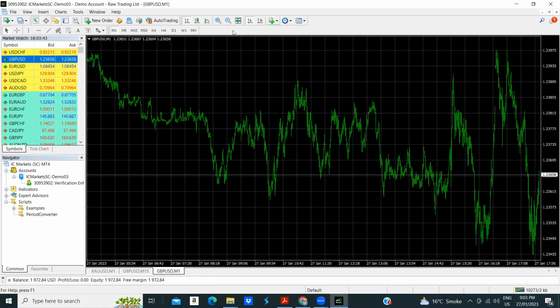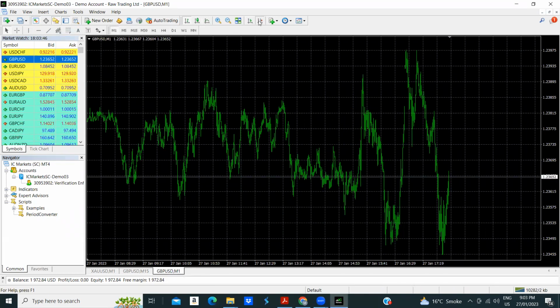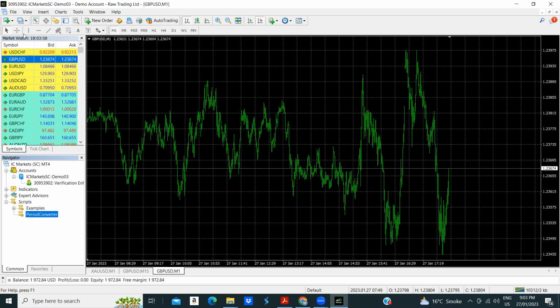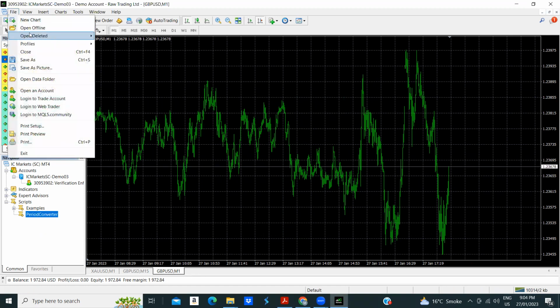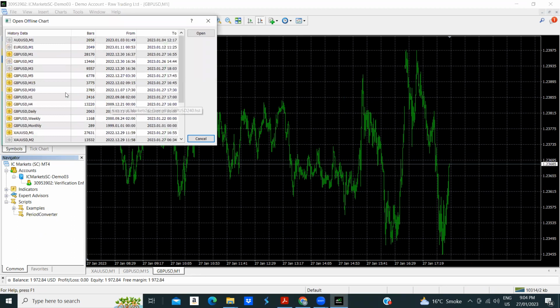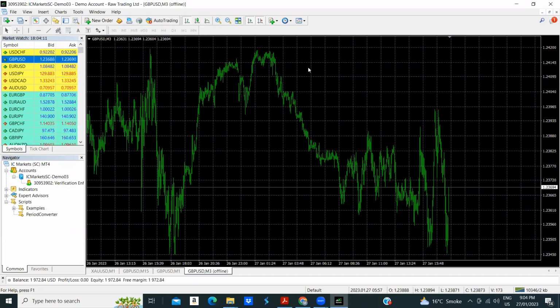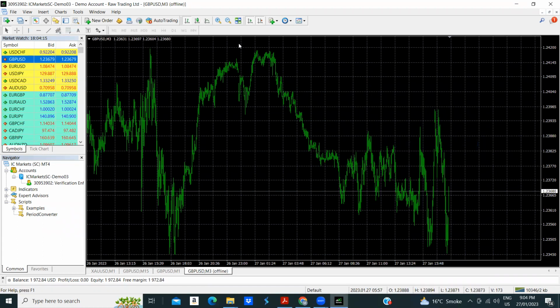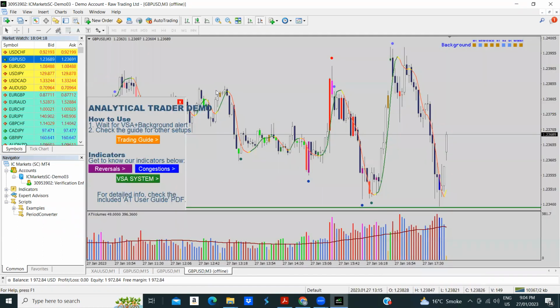Now the point is, don't change this chart. Don't put any template here. Just leave it like this. Now go to period converter. Here's 3-minute, and you click on 3-minute. And now here you go to open offline, and then open the chart here. 1803, open. Now this is the offline chart, and I now apply template and VSA dark. After applying it, you will see this one.